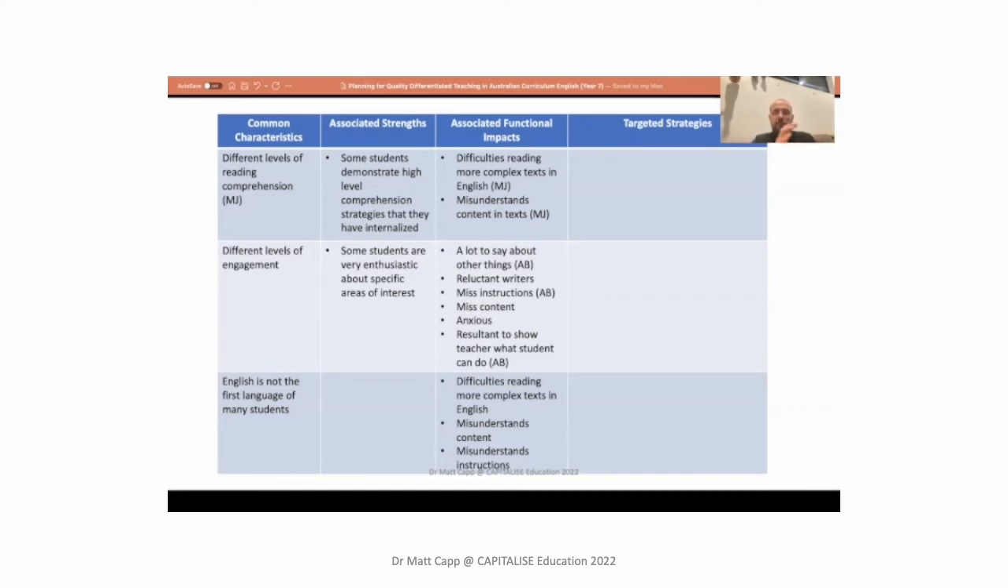So in this case, with different levels of reading comprehension and different levels of engagement, I've identified the functional impacts for MJ and AB, who are students with disability in my class. Notice that I haven't put any initials down here around English not being a first language, because the NCCD is about students with disability, not about other students who receive personalized learning in our classes. And there are a lot of students who receive personalized learning, but the NCCD is specifically about disability.